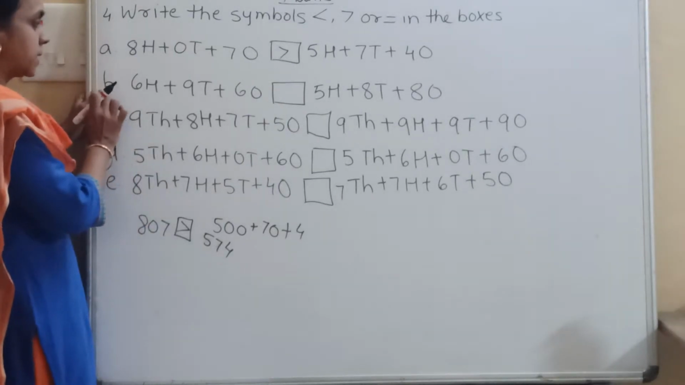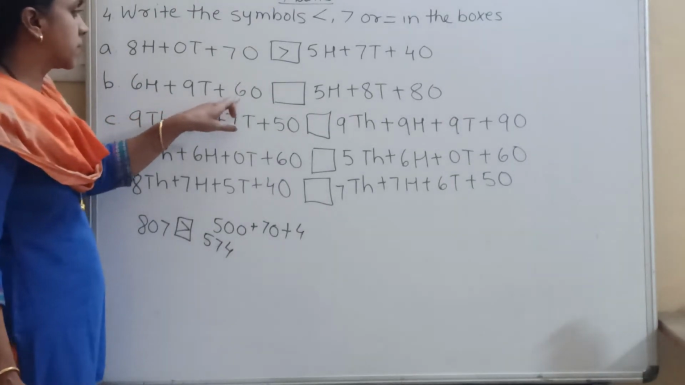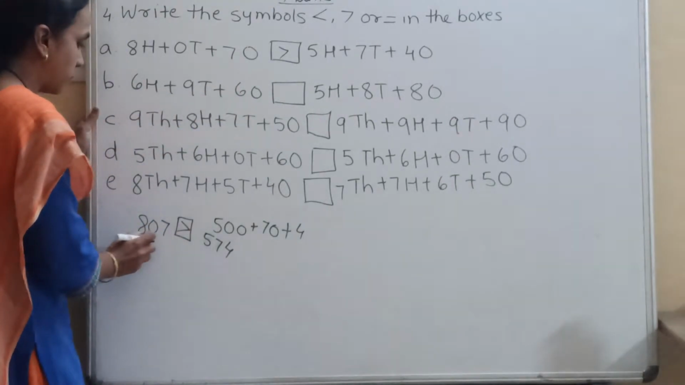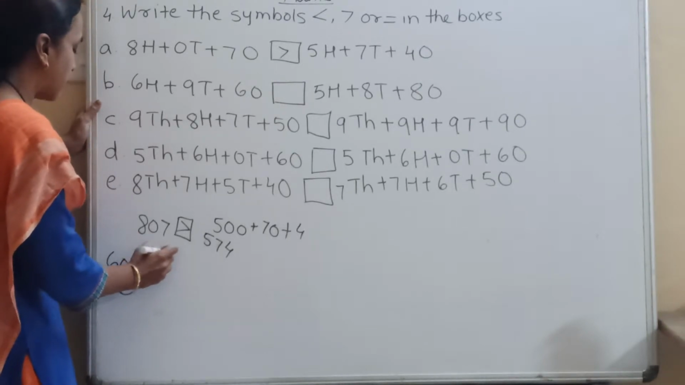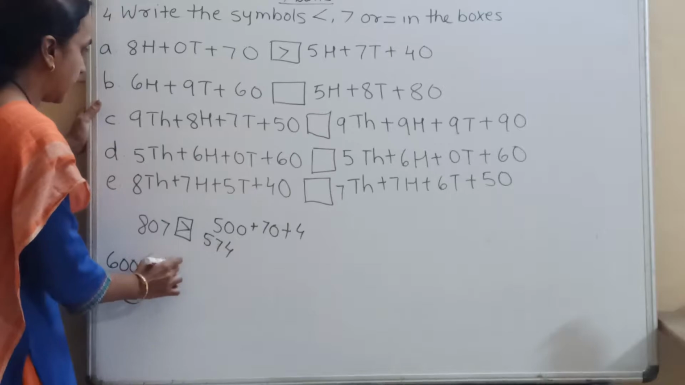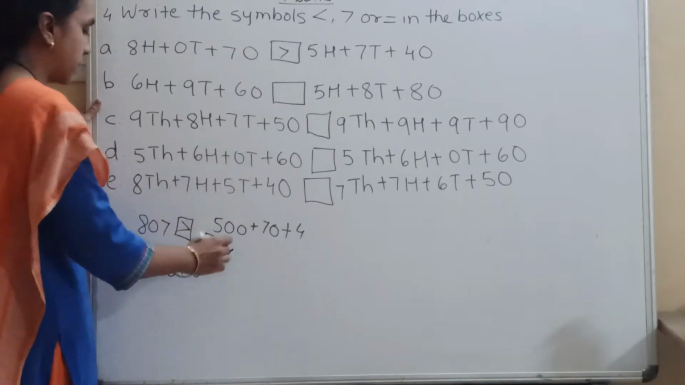Now we have to solve this B question. 600 plus 9 tens plus 6 ones. Suppose we write here 600 means 600, plus 9 tens, 10 nines are 90, plus 6 ones means 6. And what is given?